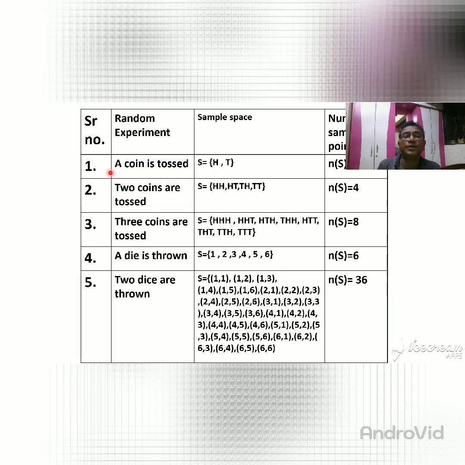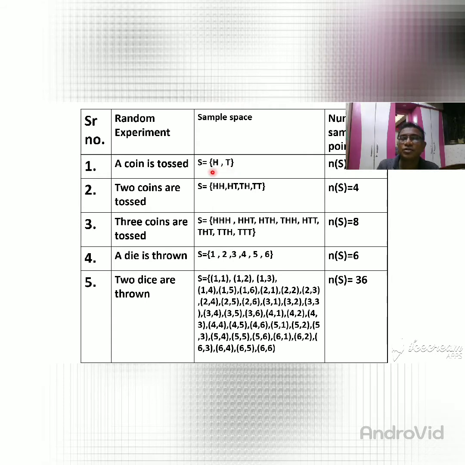First is a coin is tossed. A coin means a single coin. You know that when you play, you can toss the coin and say whatever the possibility may be. So when the single coin is tossed, you get head and tail. The first possibility is head and another possibility is tail.